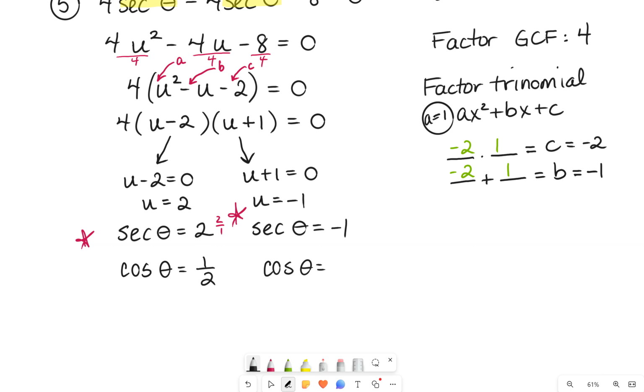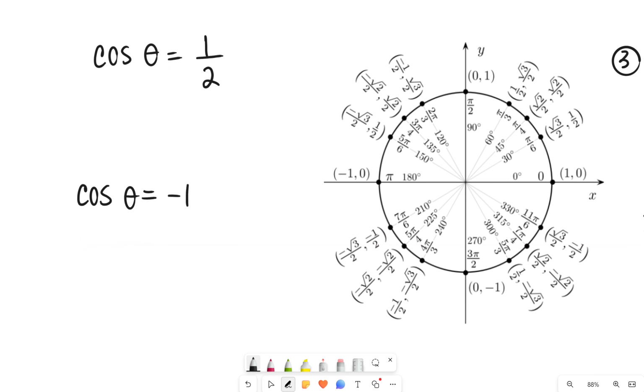Secant, switch it to cosine. What's the reciprocal of negative 1? Well, negative 1 written in fraction form is just negative 1 over 1. And if I take the reciprocal of negative 1 over 1, it's still negative 1 over 1. So secant equals negative 1 becomes cosine theta equals negative 1. There aren't any changes in the flipping. So let's head back to that unit circle one more time.